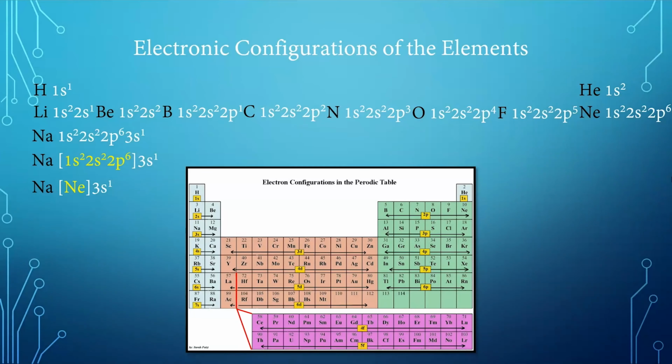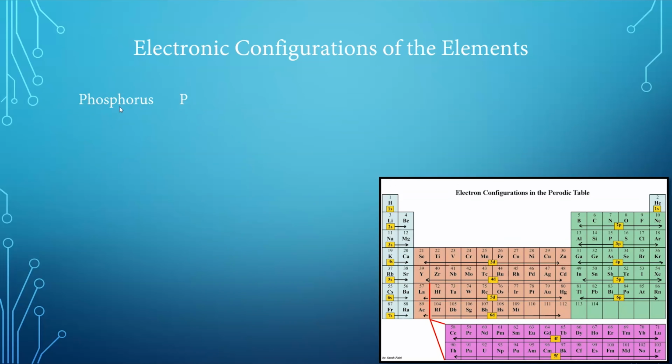Let's go ahead now and work through a few examples just to show you how you'll be doing this on your worksheet. We'll start out with phosphorus, something with not so many electrons. Phosphorus is in the third period. With the shorthand electronic configurations, we always start with whichever noble gas comes at the end of the preceding period.